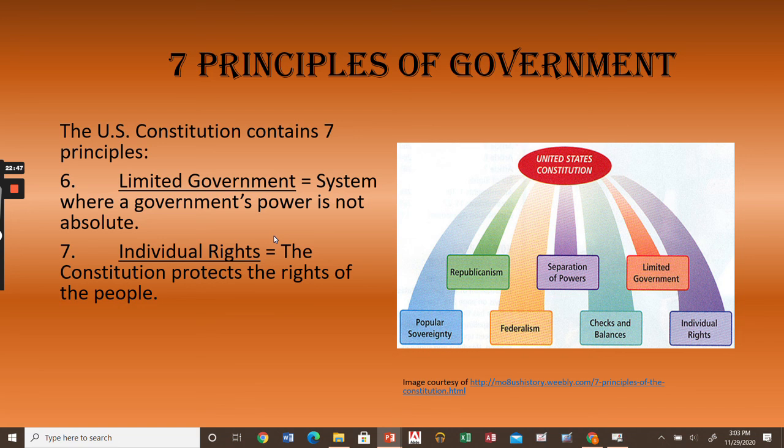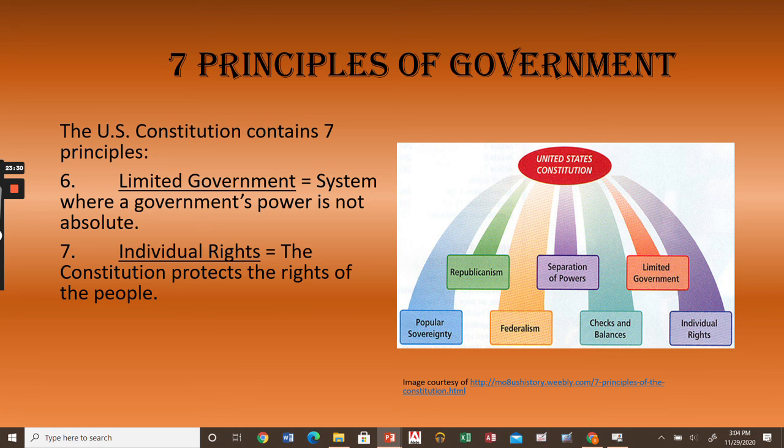And finally, 7, the Constitution protects the rights of the people. These are individual rights. This is the 7th principle. A lot of this comes about in the Bill of Rights, which we'll talk about in another lesson or two. Those were the first 10 amendments to the Constitution, but it's within the other parts of the Constitution in certain areas as well. All right, so again, there are 7 principles that are set forth by the Constitution: popular sovereignty, republicanism, federalism, separation of powers, checks and balances, limited government, and finally, individual rights. All right, know and understand those 7 principles.